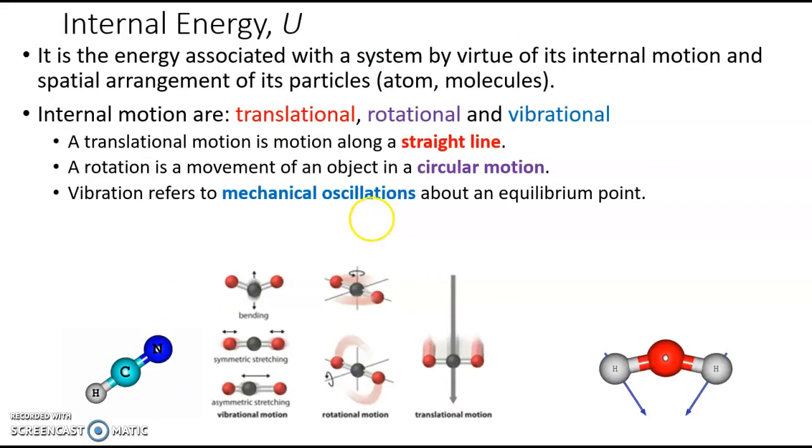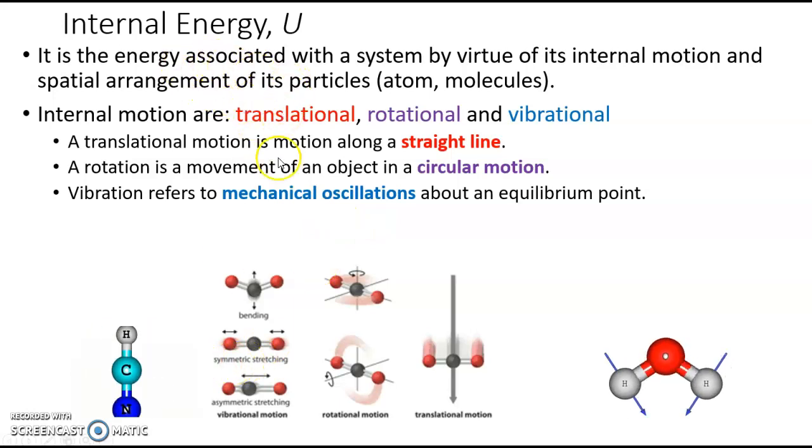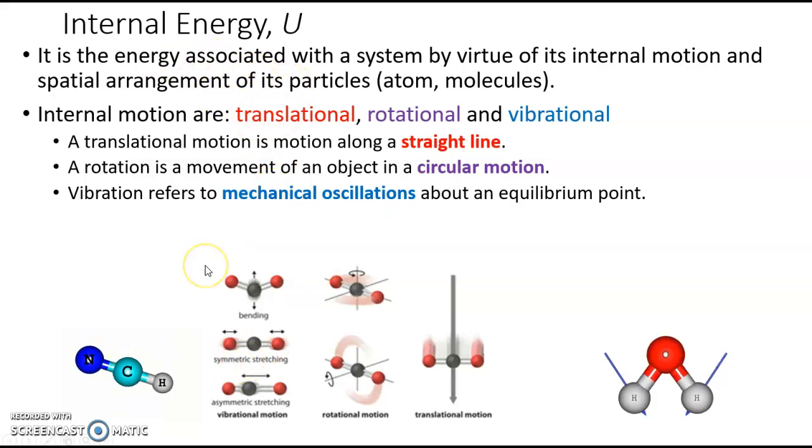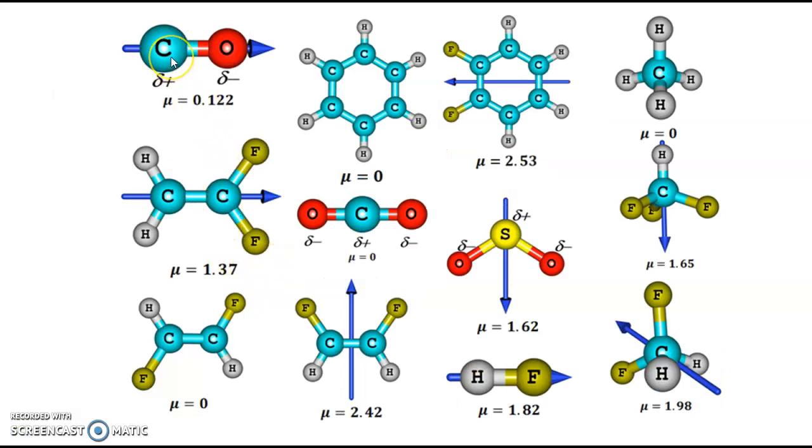These types of motions, all these motions, we can call them the motional degrees of freedom of the molecule. We know that molecules come in different shapes and sizes. For example, carbon monoxide is a diatomic molecule, which means it's a molecule that contains only two atoms. The carbon dioxide contains three atoms all on a straight line.